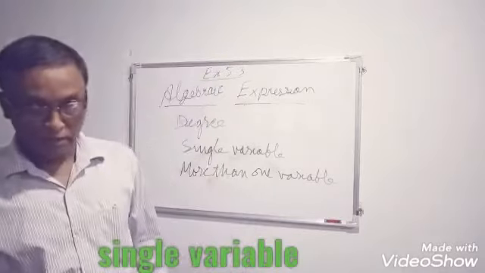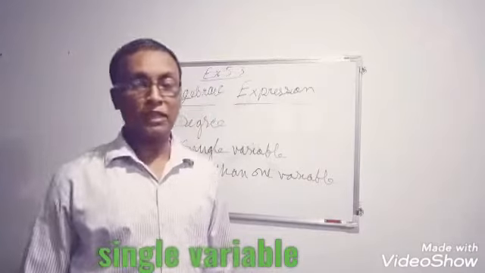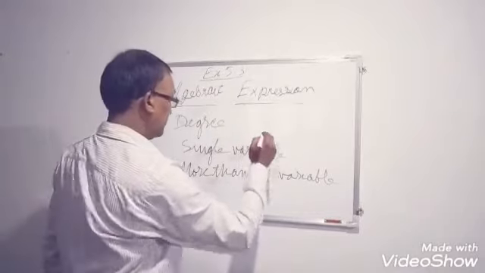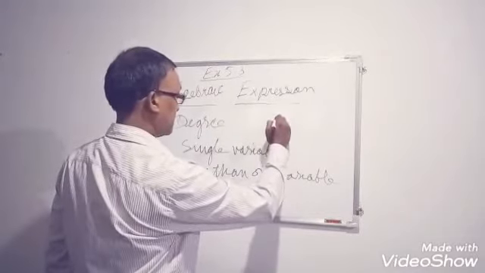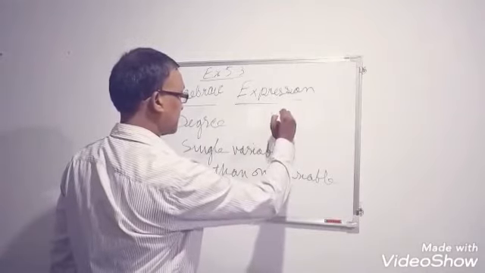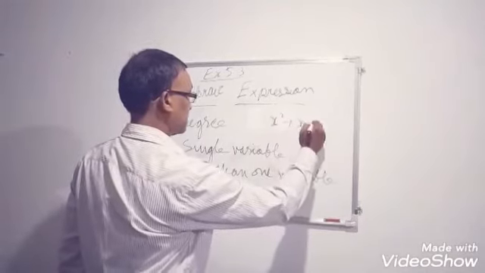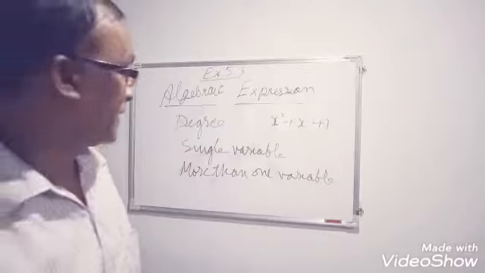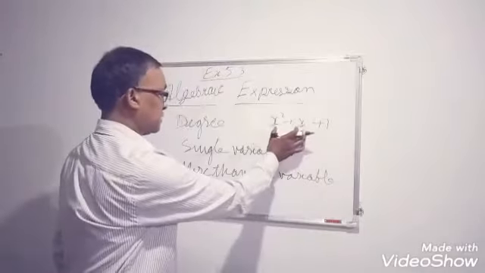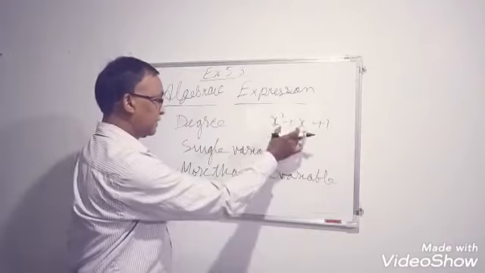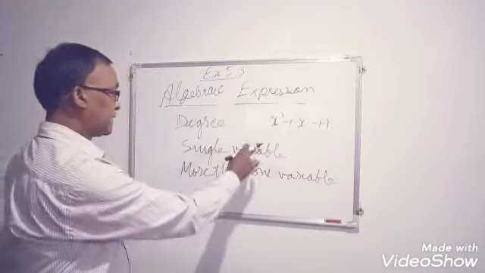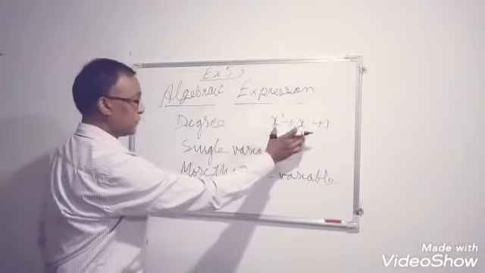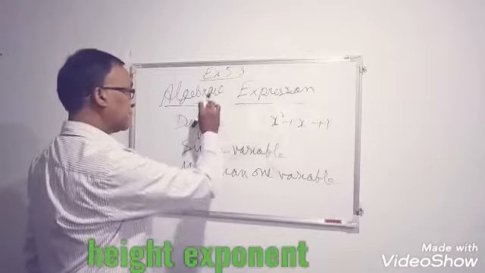So, an algebraic expression with a single variable. If I write x, let me first show you an expression: x squared plus x plus 1. This is an algebraic expression. In this algebraic expression, clearly three terms are there, and the variables are single variables. Exponents are there. The highest exponent will give us the degree of the algebraic expression.